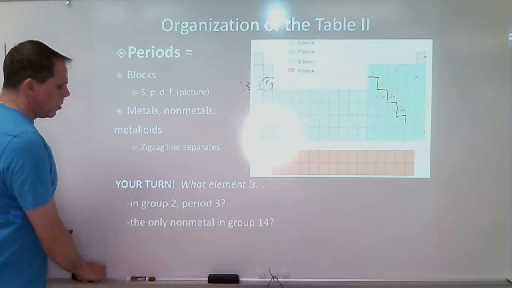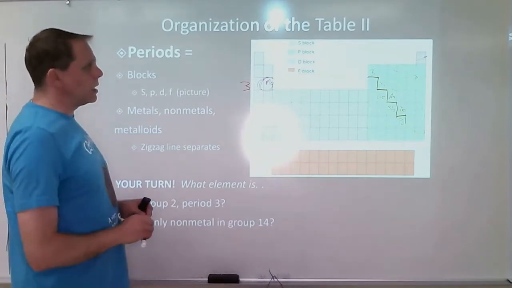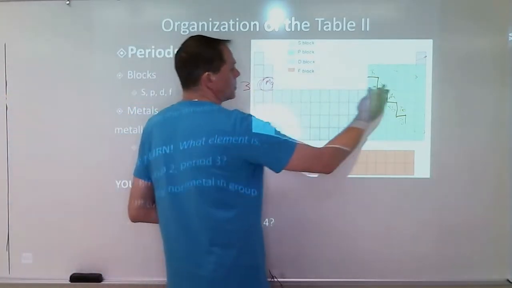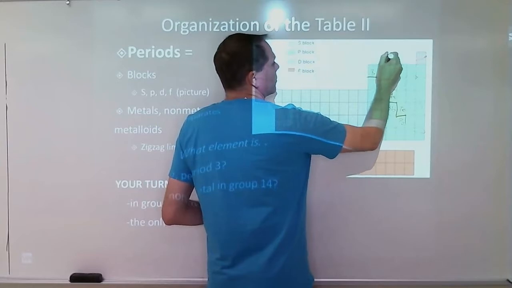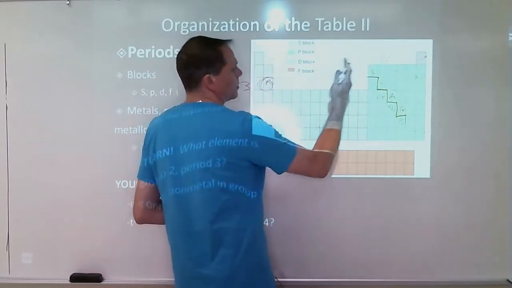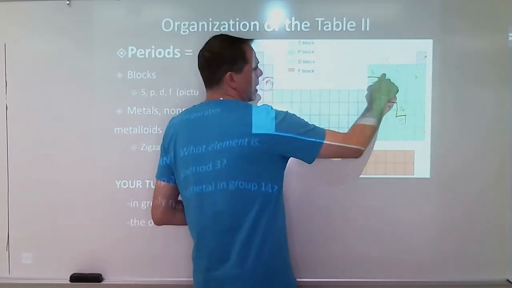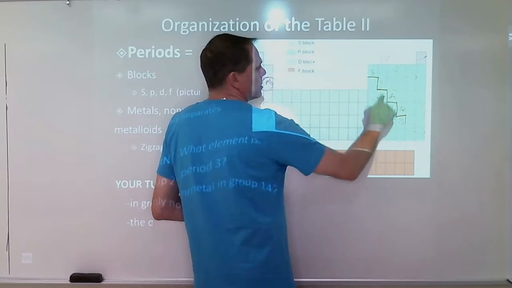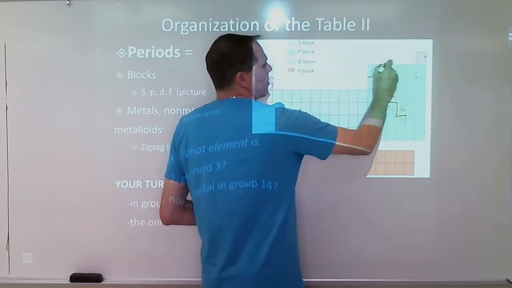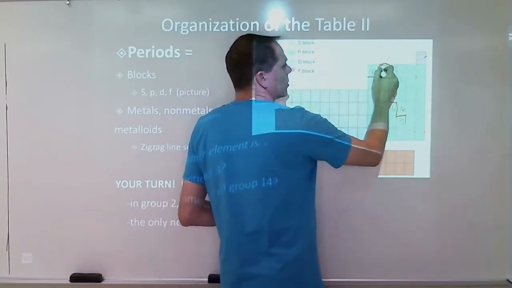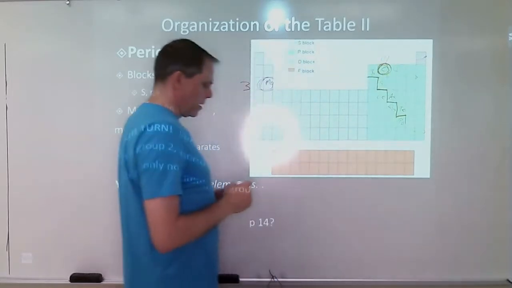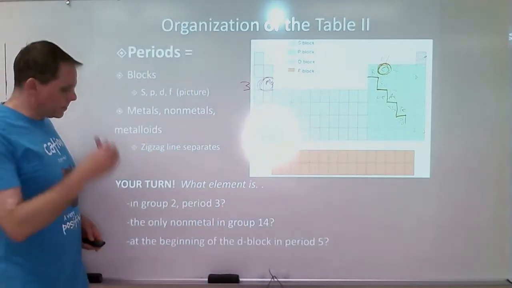Okay. What's the only nonmetal in group 14? So I've got to go count over to group 14. And here's group 14. Okay, we count 1, 2, 3, 4, 5 all the way across. And these are metalloids. These are metals. So the only nonmetal that they're asking about is that one right there. Okay, and so what's right next to boron? Carbon. Carbon's the only nonmetal in group 14.